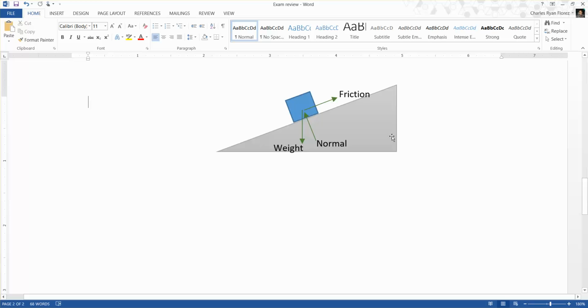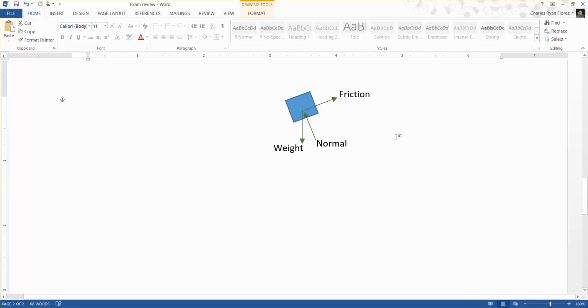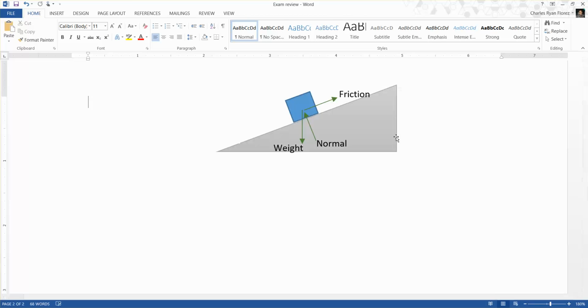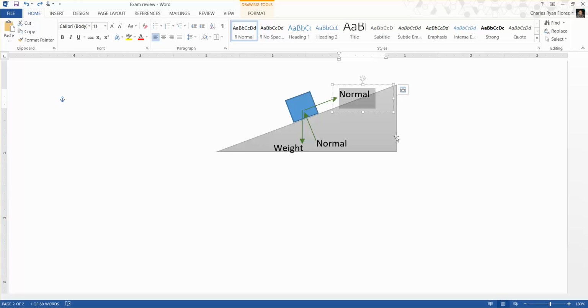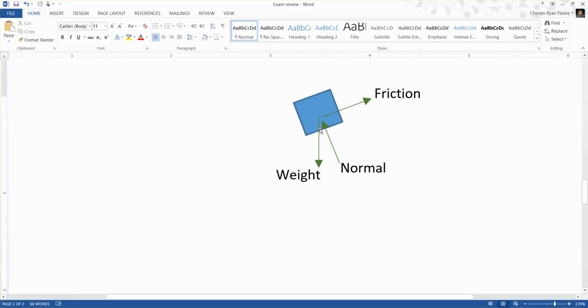Now, it's pretty simple, but that's your free body diagram. That's essentially it. Now, it's not complete, because there's no angles labeled or anything like that. You just have a bunch of arrows pointing in different directions.